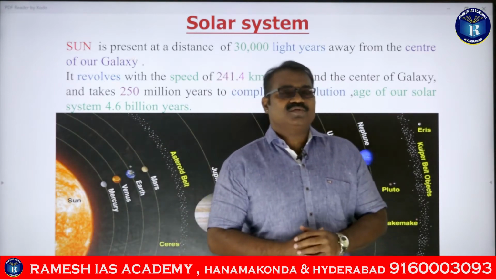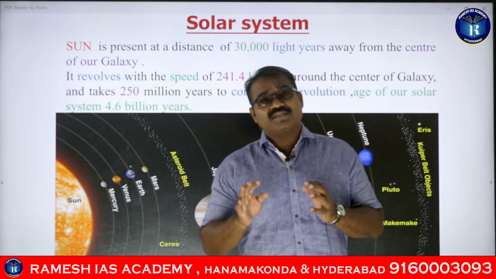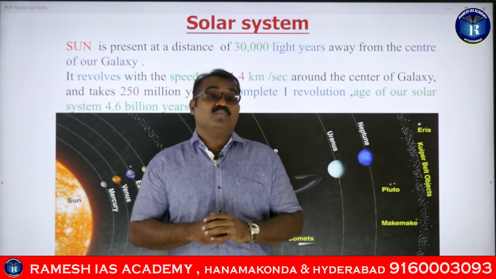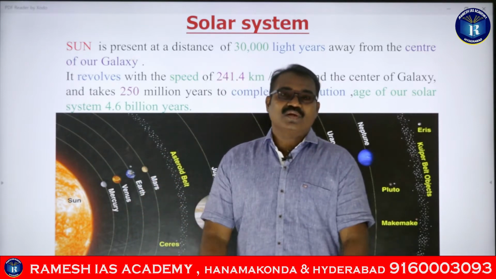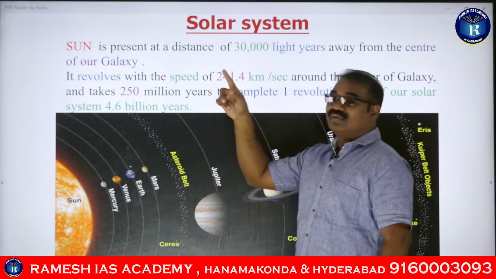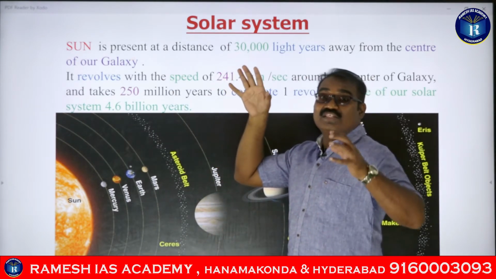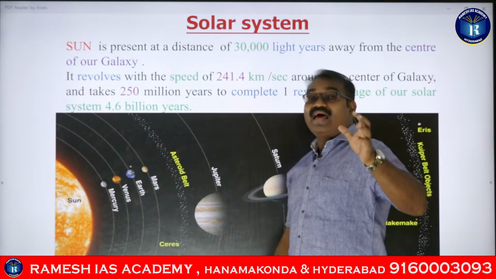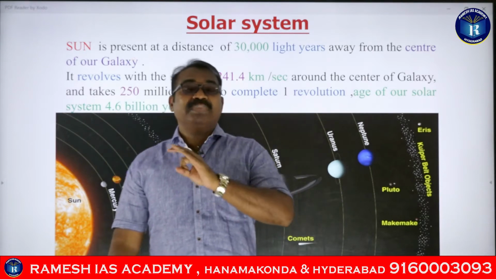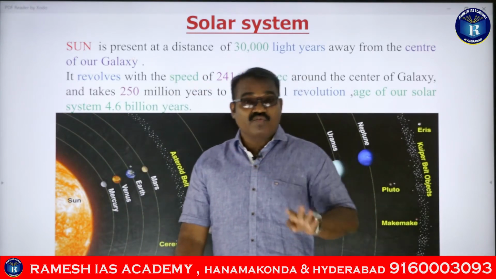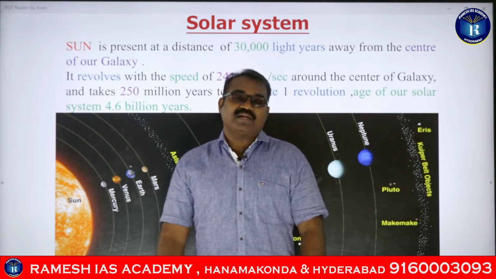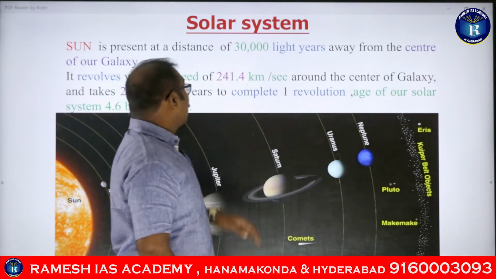Whenever we talk about the solar system, we know that it consists of the sun and its family members. But what are all the things present in the solar system? We will be discussing that today. The solar system consists of the sun and 8 planets, asteroids, meteors, dwarf planets, satellites, and several dust particles. First, we will go on with the sun.